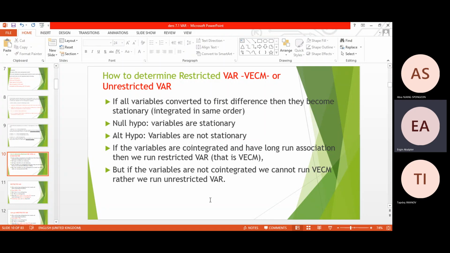It is also important to determine when and how we are going to use VAR or vector error correction. If all variables converted to the first difference become stationary, they are integrated in the same order. Null hypothesis: variables are stationary. Alternative hypothesis: variables are non-stationary. If the variables are co-integrated and have a non-linear association, then we run restricted VAR, that is vector error correction. In the other case, if the variables are not co-integrated, we cannot run vector error correction. Rather we run unrestricted VAR, which I'm going to introduce to you today.